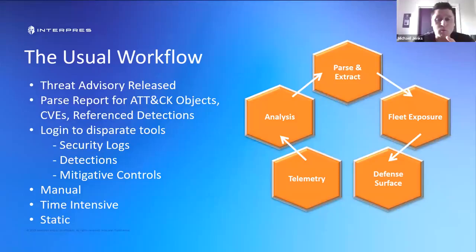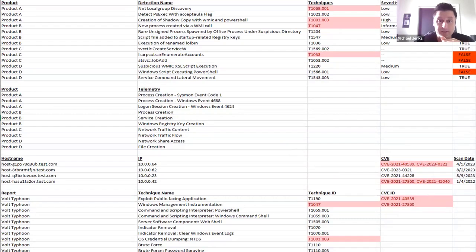So, the usual workflow of why this takes so long, days to weeks. Here's the usual workflow, right? You have a CISA advisory or breach report that's released. The threat intelligence team has to take that report and parse out all of the pertinent information, whether that be the adversarial techniques, the malware families, the vulnerabilities, recommendations as far as logs to collect, detections to implement, mitigations, et cetera. Then they have to pass that to an operational team that has to log into each and every individual tool set to understand configuration, log collection, detection capability. Again, all very manual, time intensive, and static in nature. Generally results in something that looks like this.